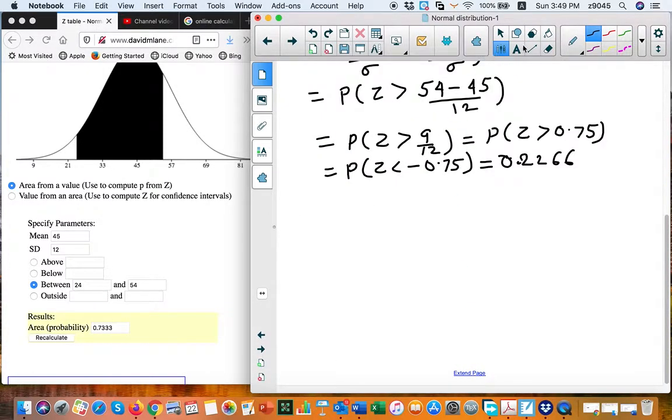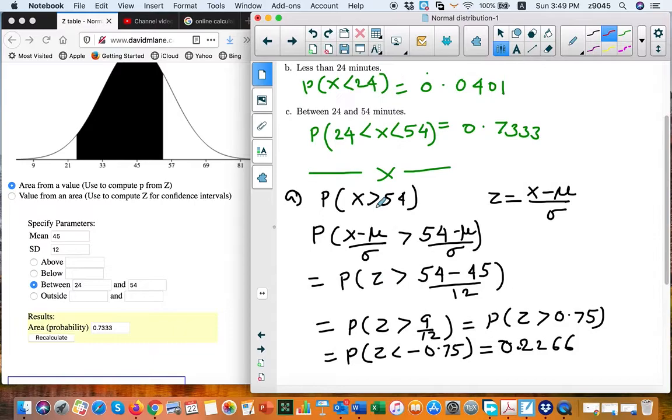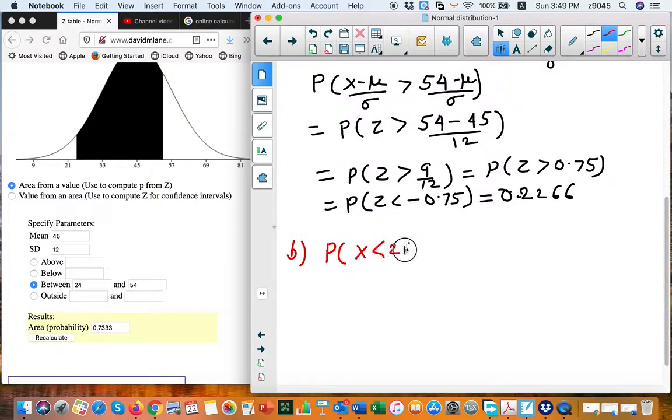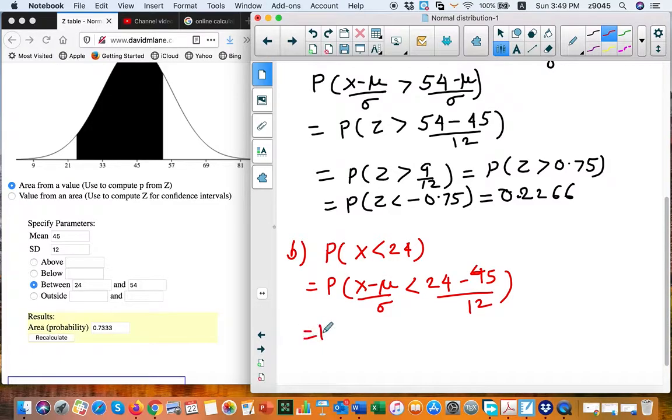For part B, probability of x smaller than 24, so this gets converted to probability of (x minus mu) divided by sigma less than (24 minus 45) divided by 12. So it is equal to probability of z less than minus 21 over 12, which is equal to probability of z less than minus 1.75. And then we can refer to the table to find the probability.